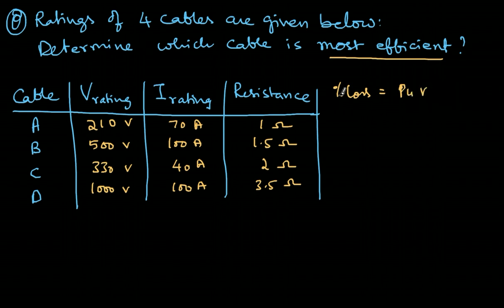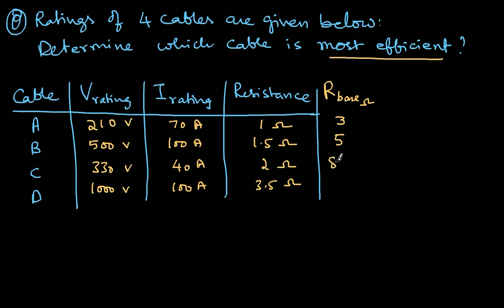In fact, for the sake of completeness, let me write the R base. What is R base here? So 210 by 70, that is 3 ohms, and then 5 by 100, that is 5 ohms. So this is in ohms, and 310 by 40, that is 8.25, and finally this will be 10 ohms.